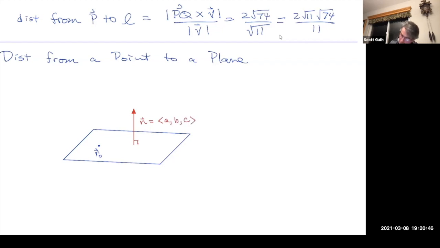And just as a reminder, the equation of a plane is A times (X minus X naught) plus B times (Y minus Y naught) plus C times (Z minus Z naught) equals 0.